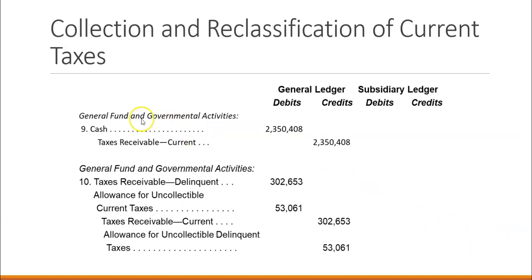Then we collect taxes. So we receive cash payments in payment of taxes receivable current, and we record that in the general fund and governmental activities. We then take the rest of the taxes that are unpaid and record them as taxes receivable delinquent. And we have our allowance for uncollectible current taxes, and we shift that to allowance for uncollectible delinquent taxes.